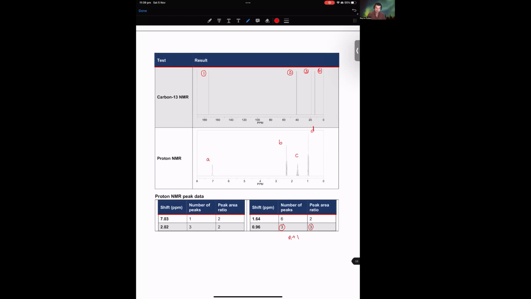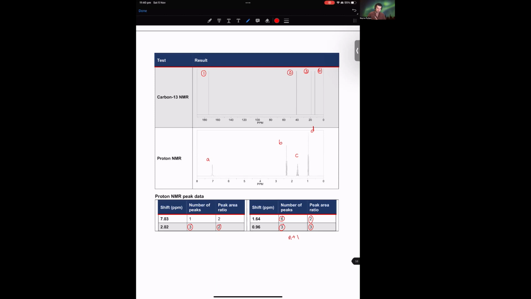We then see our next peak at 1.64, peak C, has a peak area ratio of 2, so 2 protons, and it has a sextet, a multiplicity of 6 peaks. So by our n+1 rule, there must be 5 protons around it, and that would be the terminal 3 in the CH3, and it must also be a CH2 on the other side. And we can confirm that in a moment, but that's what it's suggesting. Peak B has a peak area ratio of 2, confirming that it's a CH2. If we go CH3, CH2, CH2, and it only has a triplet.